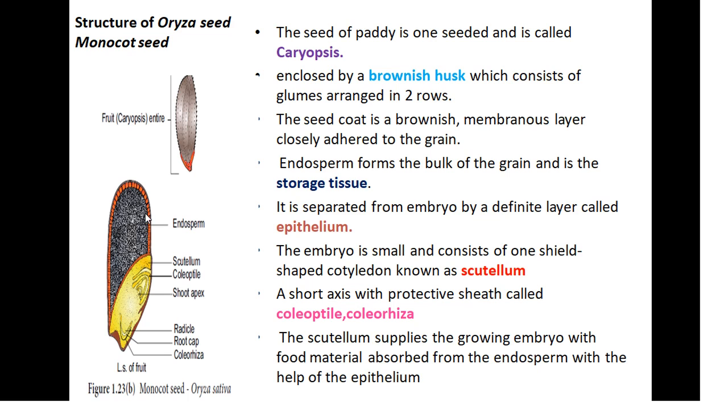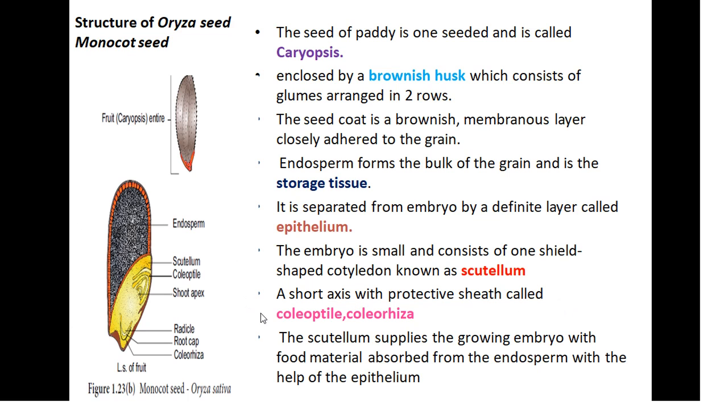It is separated from the embryo by a definite layer called the epithelium. The embryo and the endosperm are separated by the layer called the epithelium. The embryo is small and consists of one shield-shaped cotyledon. If you look at the embryo shape, it is like a shield. The cotyledon of oryza is called the scutellum.